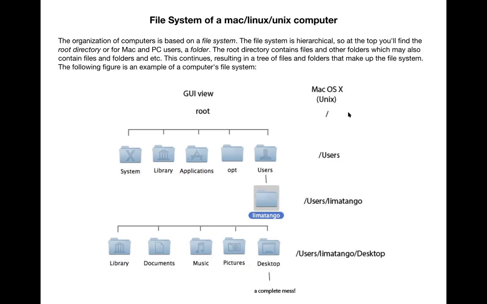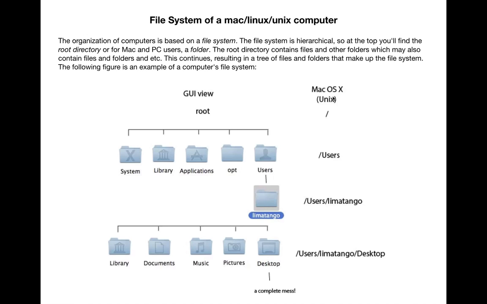The organization of a computer is based on the file system, and the file system is layered in this case. At the top, you'll find the root directory, and then you have system, library, users, and this is my username, and then under your users, you have desktop, pictures, music, documents, etc. So it's a very layered system, and as long as you know how to specify where that location is, Python will know how to find it.